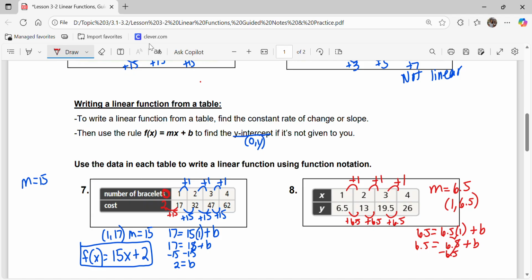Subtract 6.5 to both sides, and b equals 0. So f of x equals 6.5x. I don't need to put plus or minus 0. Again, you can also work backwards. Y-intercept is whenever x is 0. Go backwards and subtract 6.5 from 6.5, and it should be 0. And this should work.